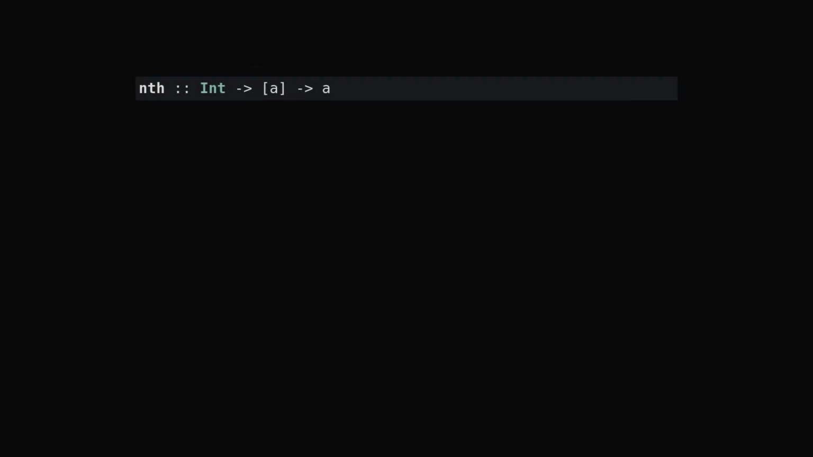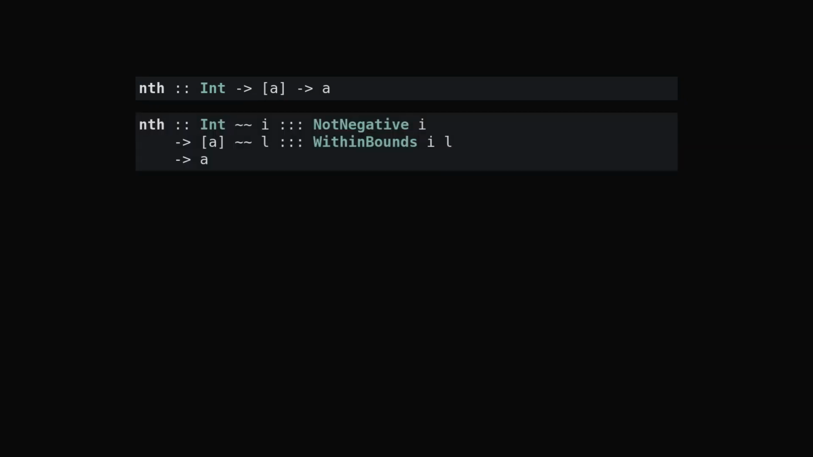Let's take a look at nth again. How can we use GDP to solve the problem we described earlier? We can require proofs that the int named I is not negative and is within bounds of the list named L. It is worth noting that these types have no runtime representations.